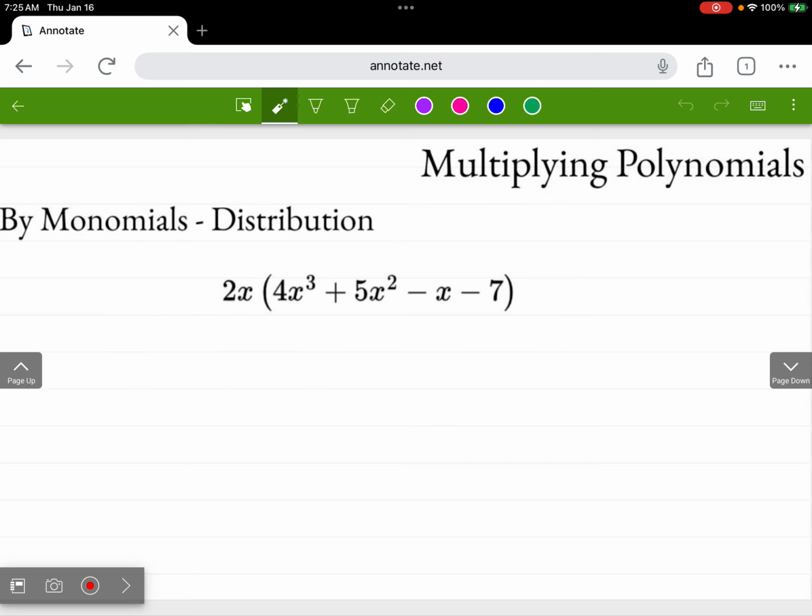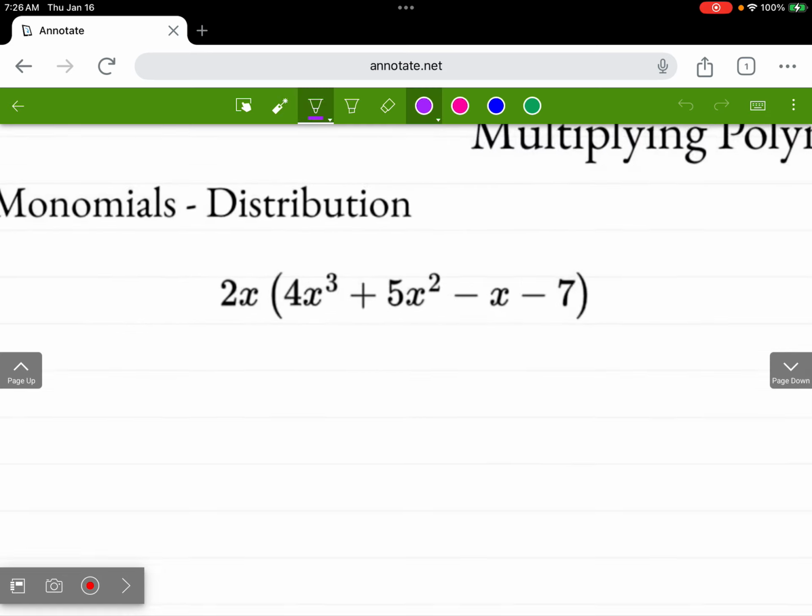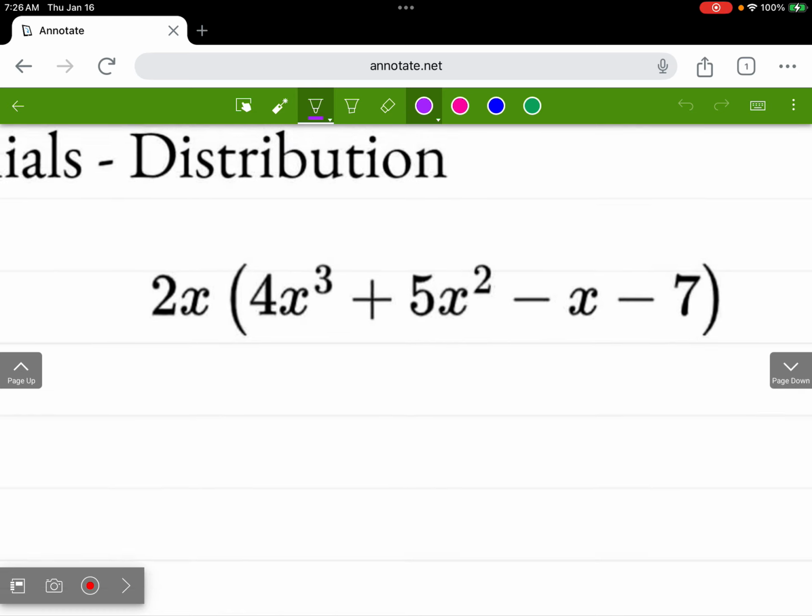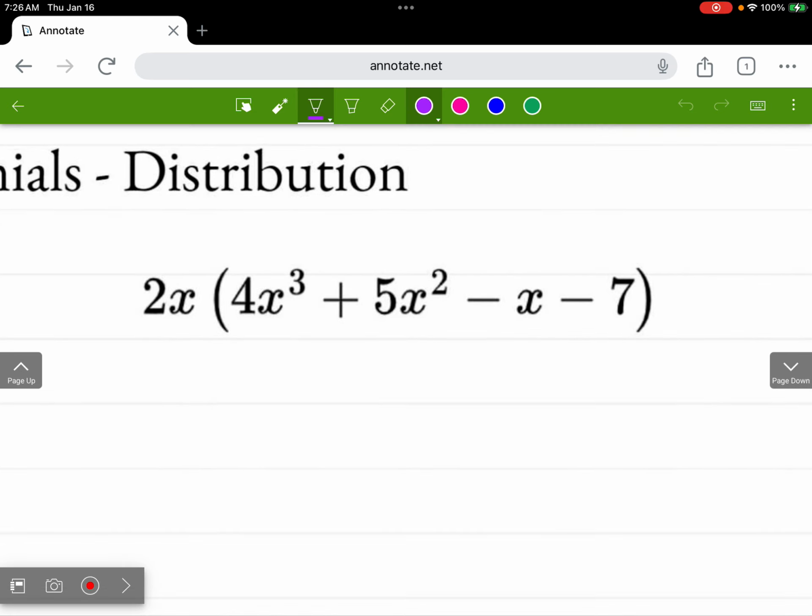Whenever we have a monomial out front that we're multiplying by a polynomial, a monomial being one of those one-piecer things, I don't care how many pieces are in the polynomial. If we've got a monomial out here, it's distribution. That's all we have to do. We're going to distribute it. When I do it, it tends to get really arrowy, but that's okay. I'm just trying to make sure it's clear what we're doing. So we're going to take our 2x times 4x cubed.